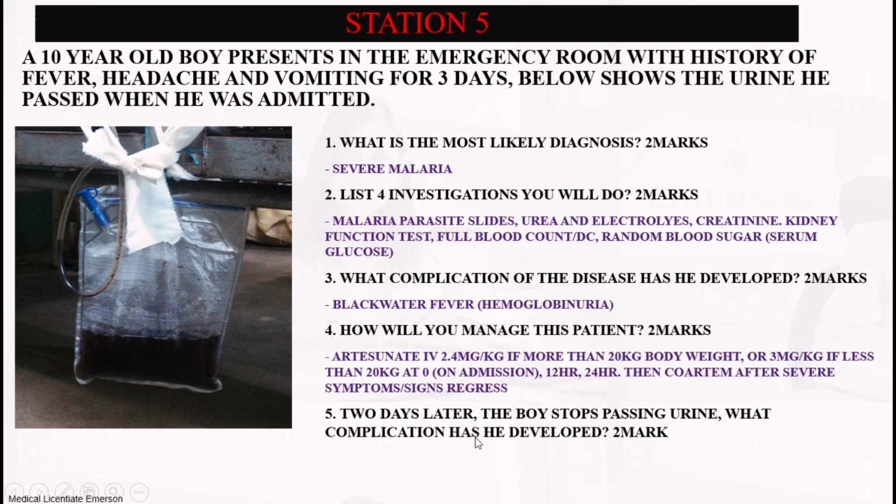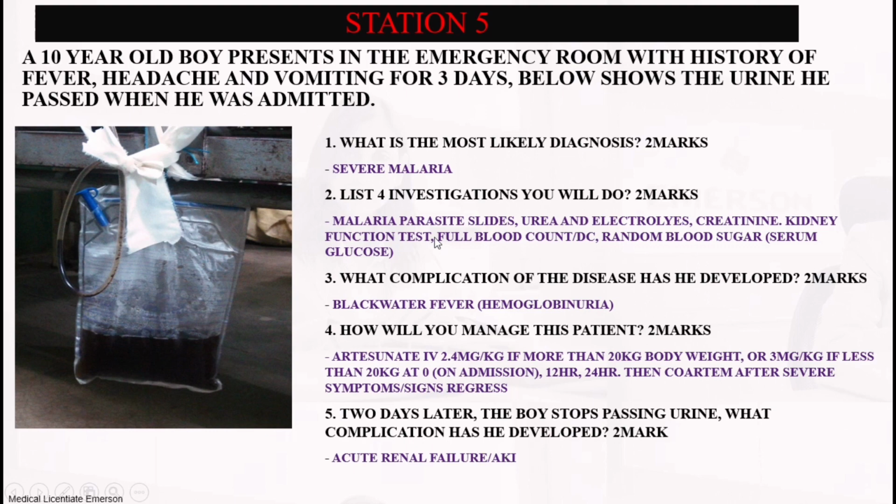Then two days later, the boy stopped passing urine. What complication has he developed? So the boy has developed acute renal failure, or you can even put acute kidney injury, because in acute kidney injury on your RIFLE criteria, we find that they may have gone to F, which is failure, so still it will fall under acute renal failure, but just bear in mind that that's the way it is.